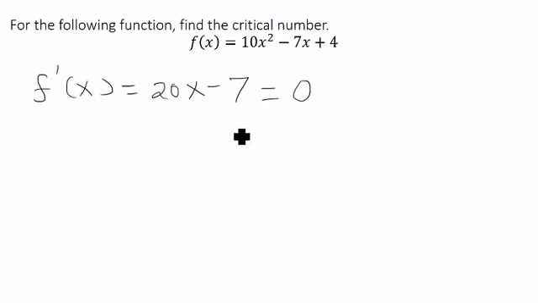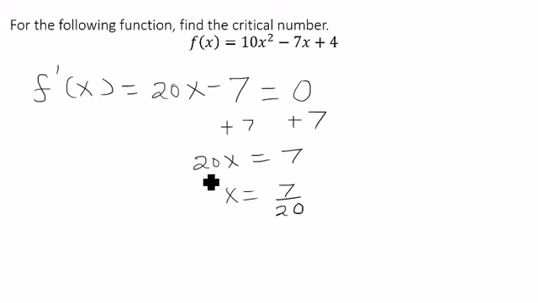To do that, we're going to add 7 to both sides. So we have 20x equals 7, and then x equals 7 over 20 after dividing both sides by 20. And that's it. We can change it into a decimal. If you use a calculator, you'll see that this is going to become 0.35. And that's the answer. Next.